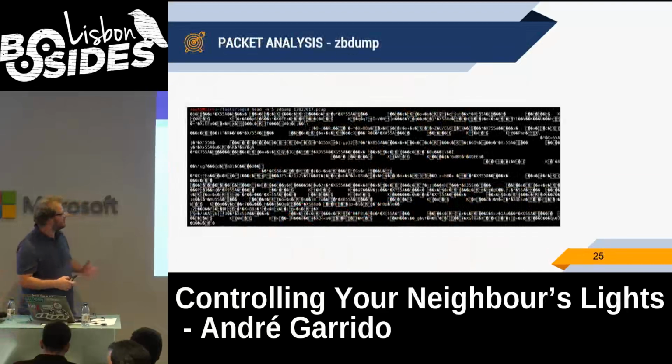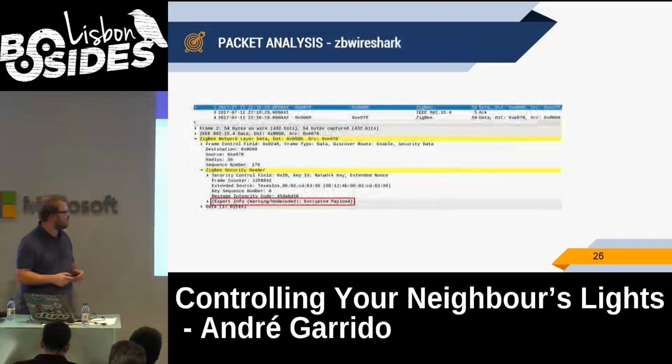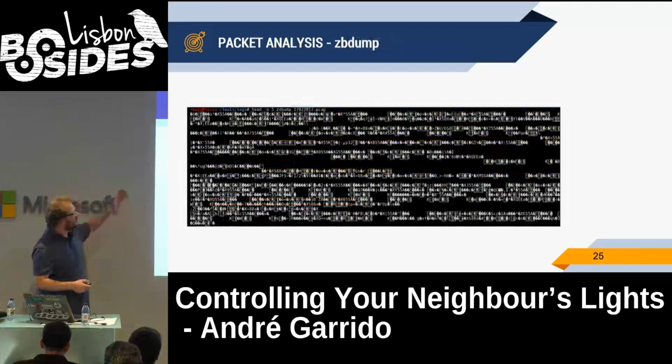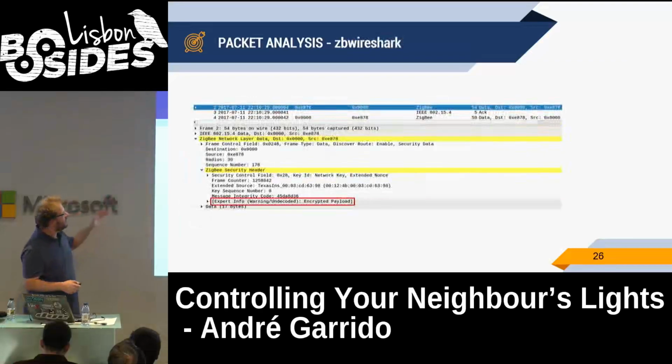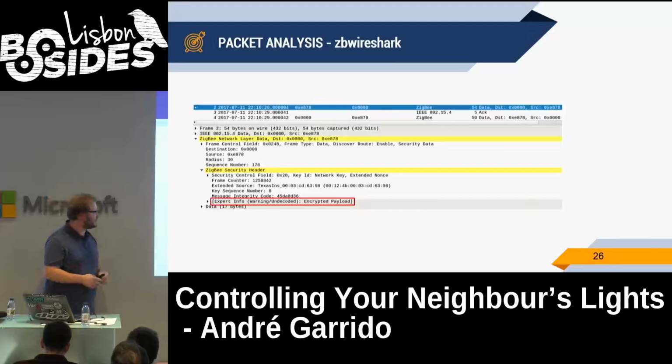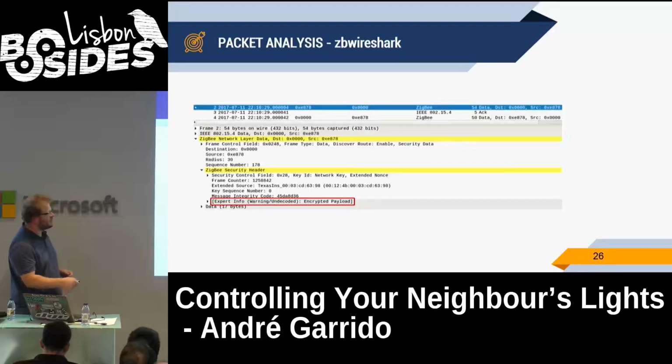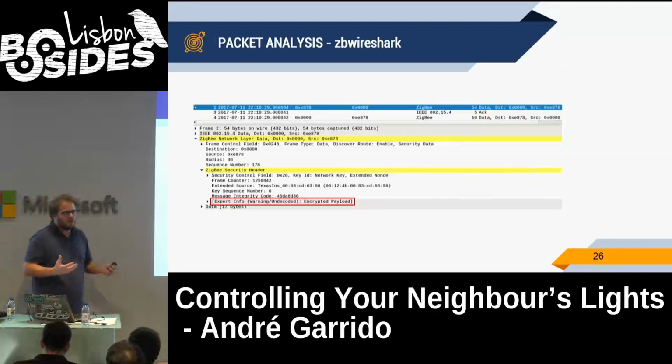As I expected, the first packets were encrypted. I was expecting this. It was not a surprise. I confirmed it with, by the way, this is ZB dump. ZB dump is the same as TCP dump, but for Zigbee. And then we have ZB Wireshark. It's really the same thing as Wireshark with some add-ons, let's say, but you need to start it with ZB Wireshark. And I confirmed that it was an encrypted payload, and I can't do anything.